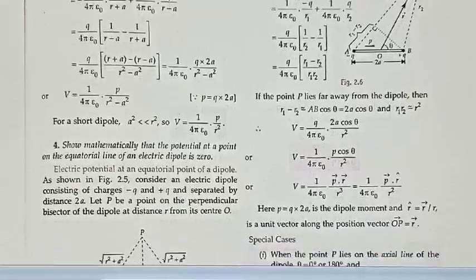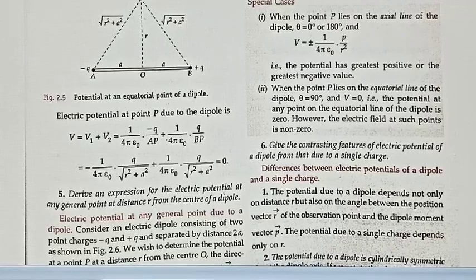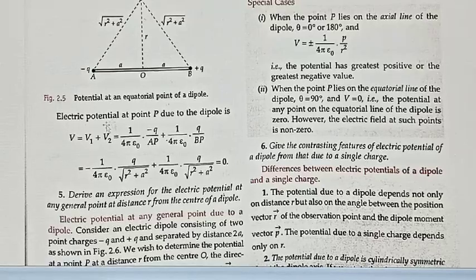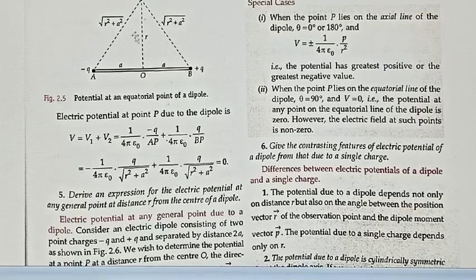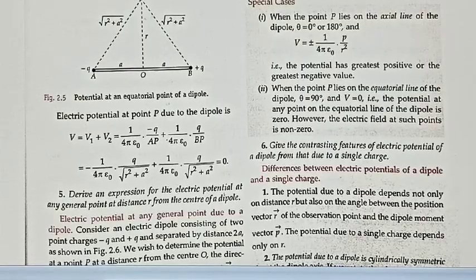Similarly, if you do it for the equatorial point, point P is considered here, at a distance r from the dipole. So again you have to do the same thing. V is equal to V1 plus V2, I mean potential at P due to minus Q plus potential at P due to plus Q. So you just put the values of AP and BP, apply Pythagoras theorem, and it comes out to be 0. So electric potential at an equatorial point due to an electric dipole is 0.